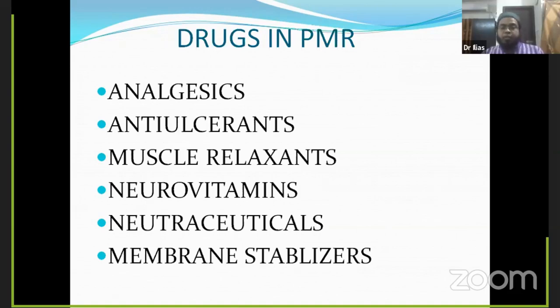Okay, and last of all, I mentioned over here the membrane stabilizers. Actually, these are mostly known as anticonvulsant drugs. There are lots of anticonvulsant drugs, but mostly we prescribe carbamazepine, pregabalin, gabapentin, or sometimes clonazepam. Actually, these drugs prevent the transmission of the acetylcholine from the presynaptic nerve terminal to the postsynaptic ones.